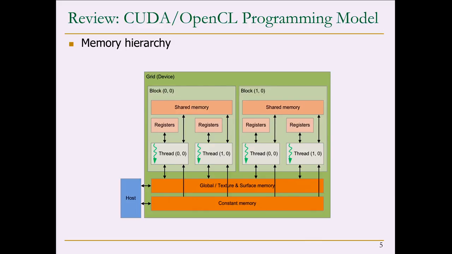Also remember, we were talking the other day that these thread blocks are mapped onto the GPU cores, also called streaming multiprocessors or compute units, GPU compute units. So within each of these streaming multiprocessors, we have a shared memory, we have registers, and the register file is partitioned among the running threads.